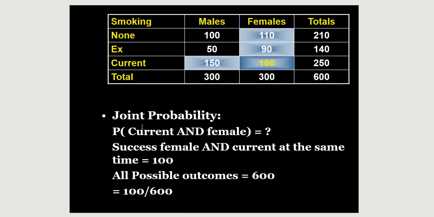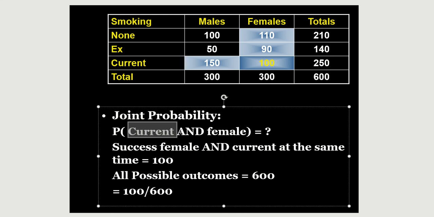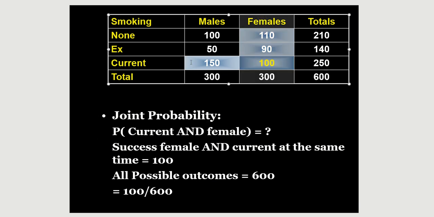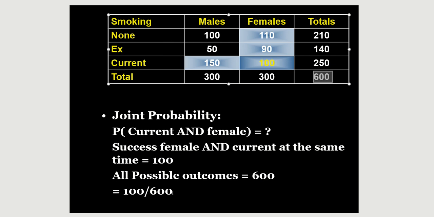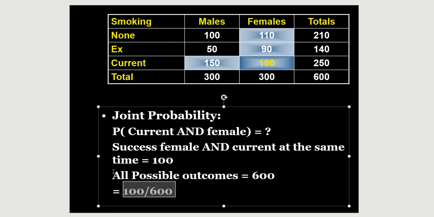More example, this time we're asking the probability of current smoker and female. So those who are females and current smoker at the same time. So again, it's the intersect between females and current smoker. So it's that 100, and there's no condition. So I'm going to divide by 600, and that is my answer, 100 over 600. Not to be confused with the union, which we'll do in a second, the or. And they have to meet both at the same time. So it's a female and current smoker at the same time.